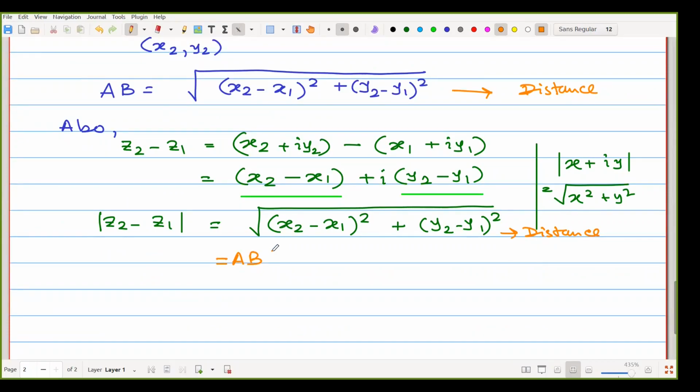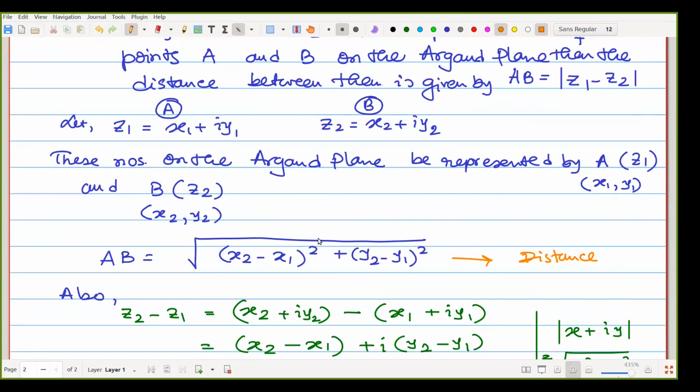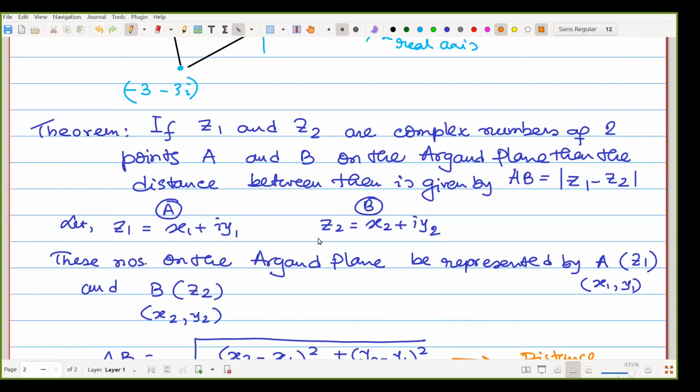So how simply can we find the distance between two complex number points? Simply, the result is the modulus of z2 minus z1.